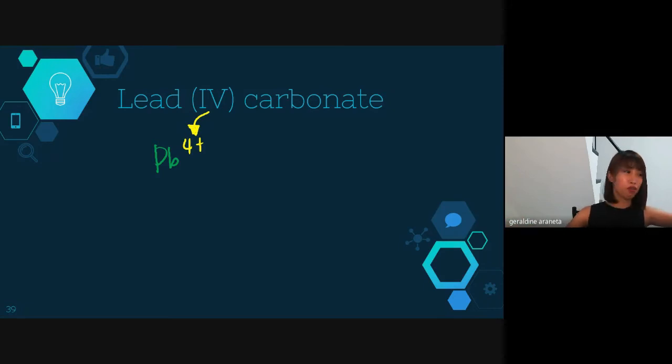So then you just have to look for carbonate. Itong mga compounds na to, meron na siyang given na charges dun sa table. So now, what is the symbol for carbonate? Hanap. Ano symbol ni carbonate?